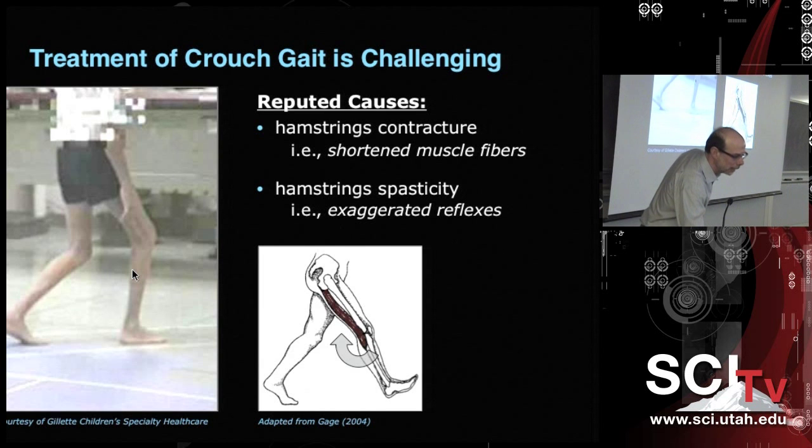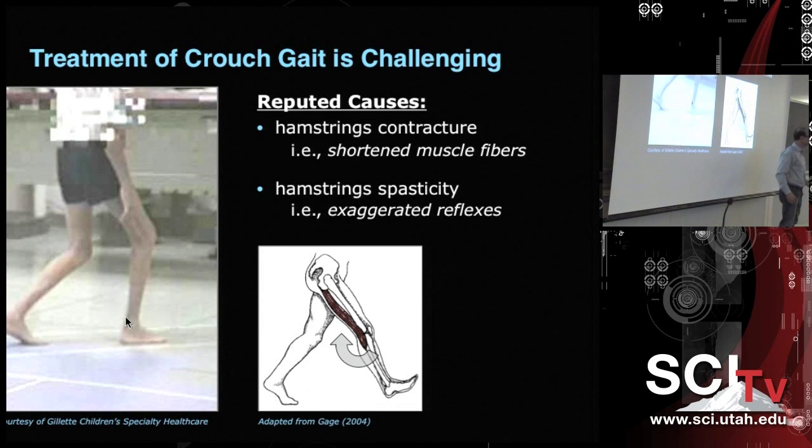And you can even see in this guy, if you look closely, you can see his lateral hamstrings kind of popping out there. And if you look at the EMG activity, frequently it's exaggerated as well. The muscle crosses behind the knee. So it's thought that near the end of swing, when the knee is trying to extend, the hamstring is limiting the extension, then you land in a crouch, and then you walk in a crouch gait.